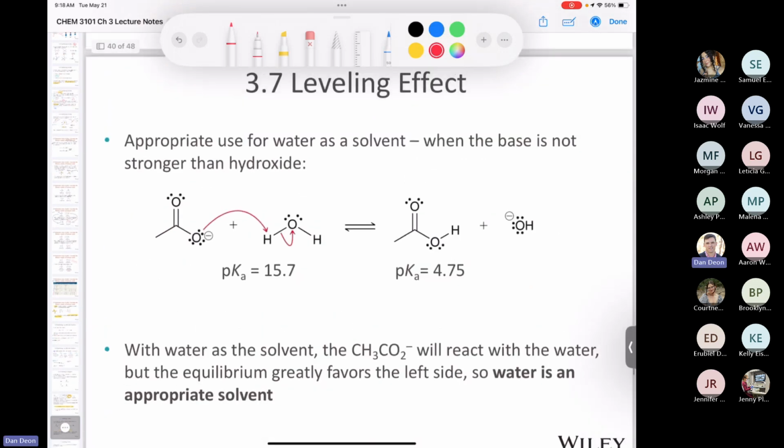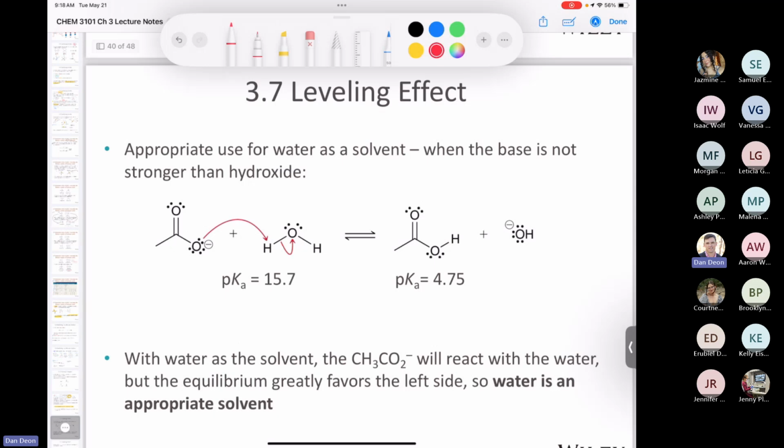Let me show you an example. It says here, appropriate use for water as a solvent when the base is not stronger than hydroxide. So here we have an acetate ion. This is water, obviously. Then we have a carboxylic acid. So I'll just put here conjugate acid, and this is our conjugate base. So the question is, is water a good solvent for the acetate ion?